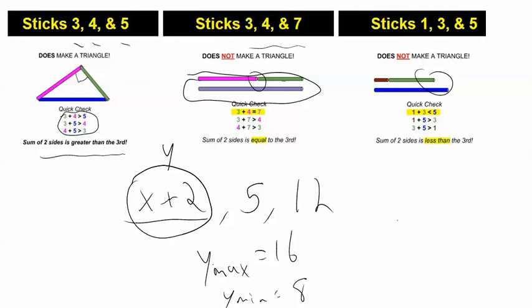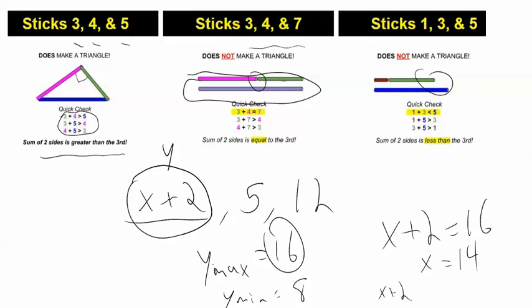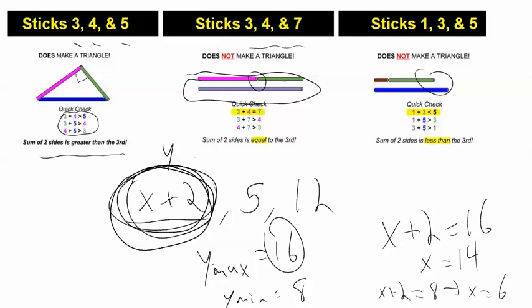Now, if they want to know what is x's minimum and maximum, well, if x plus 2 is equal to 16, what's x equal to? Well, the biggest x can be is 14, because that way this whole thing is 16. What's the smallest x can be? Well, I know x plus 2 is equal to 8, so the smallest will be if x is equal to 6. So while this number, the biggest it can be is 16 and the smallest is 8, x can be 14 or 6. Keep in mind that this whole thing is a number. That's what it actually is, okay, when you're doing a problem like that.